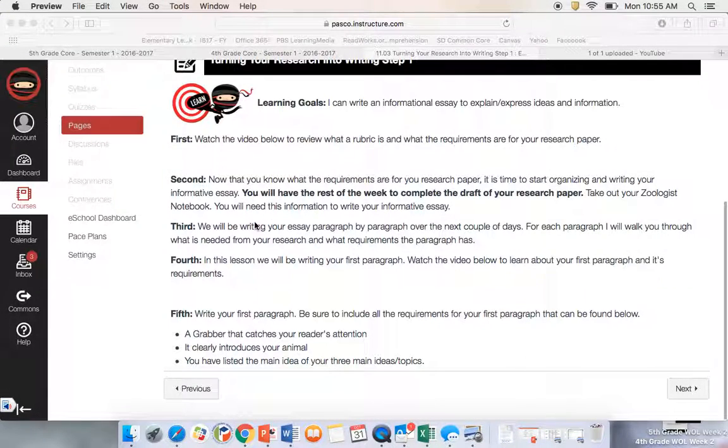And if you look under the first lesson for step 1, it even has what you need to have. So it says, write your first paragraph. Be sure to include the requirements listed below. You need to have a grabber that grabs your reader's attention. You need to clearly introduce your animal, and you need to have listed the 3 main ideas or topics of your essay, which are going to be your 3 middle paragraphs, which we're going to talk about in our next lesson.